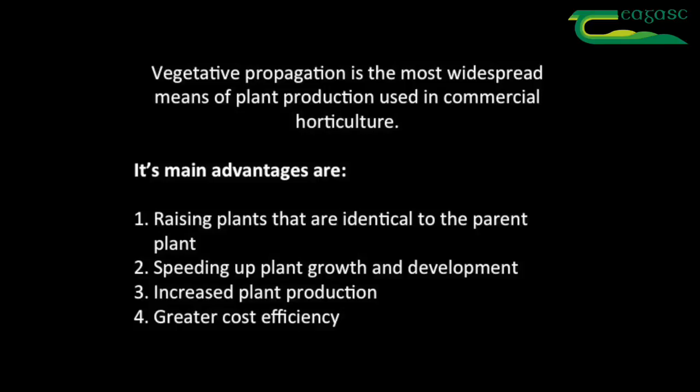Vegetative propagation is the most widespread means of plant production used in commercial horticulture. Its main advantages are the raising of plants that are identical to the parent plant, the speeding up of plant growth and development, increased plant production, and greater cost efficiency.